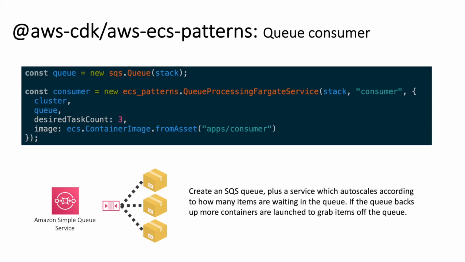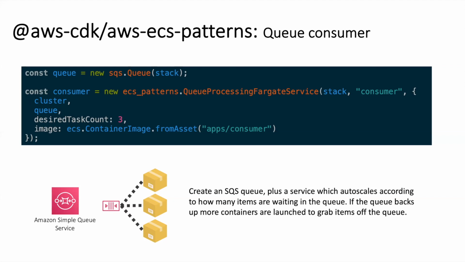And so you'll have one API which accepts the request to do a job, and the API puts that job into the queue, and then behind the queue you have a worker which grabs jobs off the queue and starts working on them. So there's a pattern for that built into the ECS patterns construct. It's called ECS patterns.queue processing Fargate service.